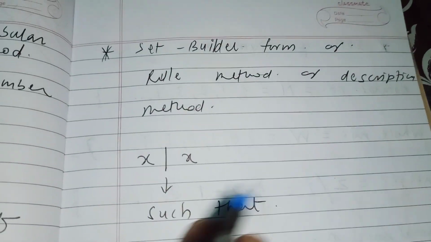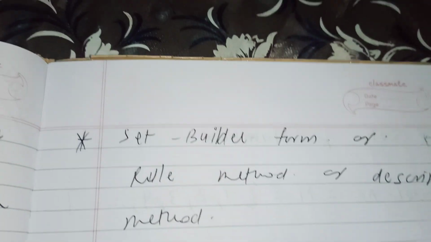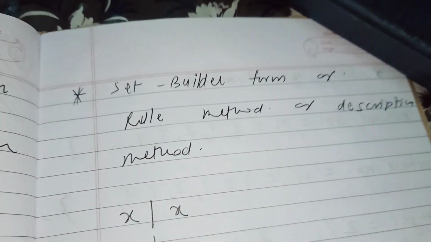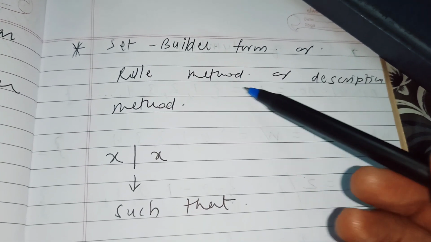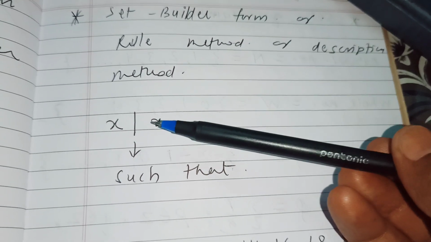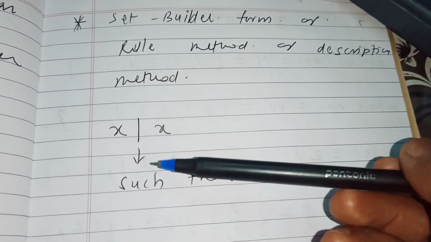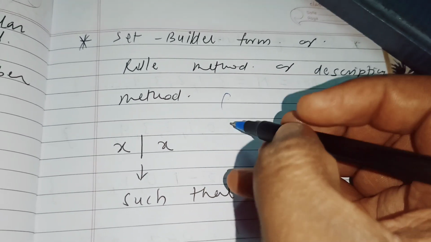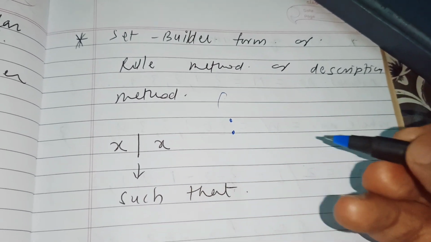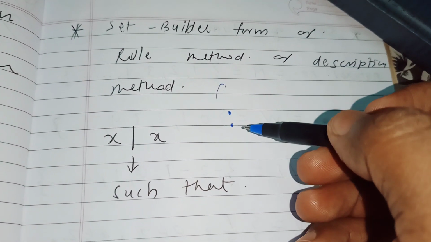Now, what is the meaning of the set builder form? The set builder form, or rule method, or description method, uses such that: x, such that x. Please try to understand this as such that. This such that is also written as two dots, like in ratio form, and that is also called such that.